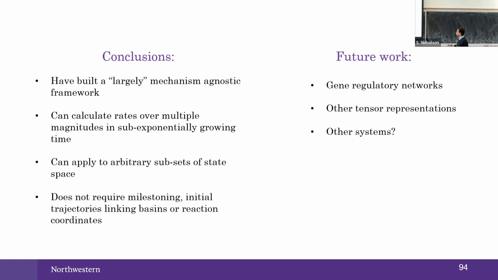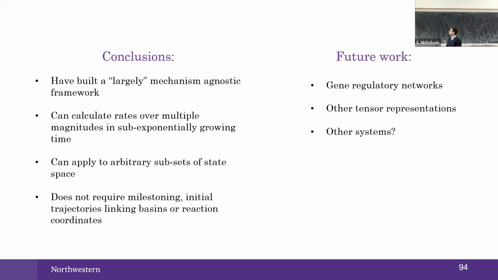So that we did over 5 orders of magnitude in that example. And our cost is growing sub-exponentially to do this. We can apply this to arbitrary sets of state space, right? I defined what my regions A and B were. There's a natural subset of state space, but you don't need a certain number of basins like in some other rare event methods. You can specify whatever area of phase space you want. And we don't require any detailed information about the structure of our state space. So we don't need to know what the reaction coordinate is to get from A to B in order to calculate the rate. You can just do it directly.